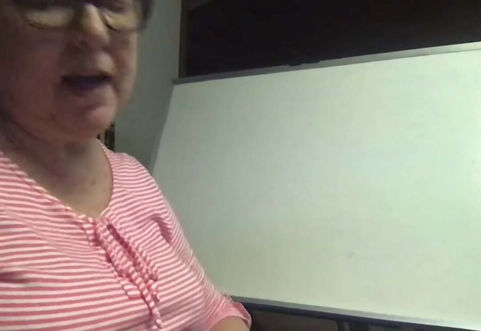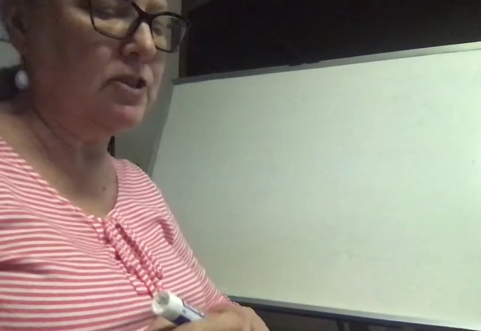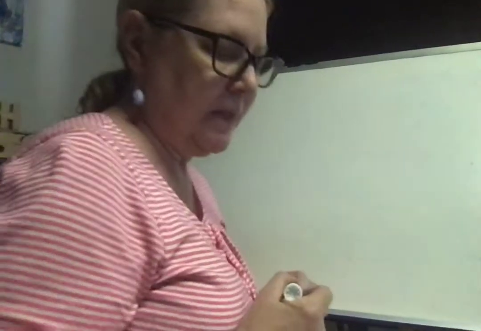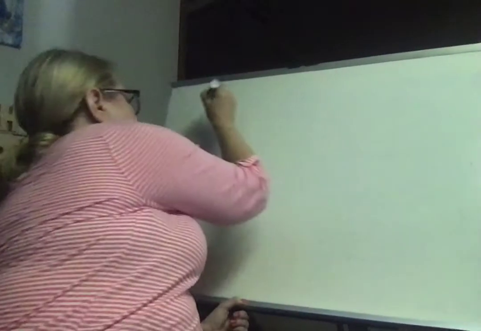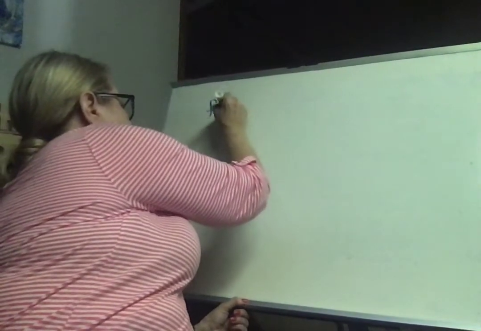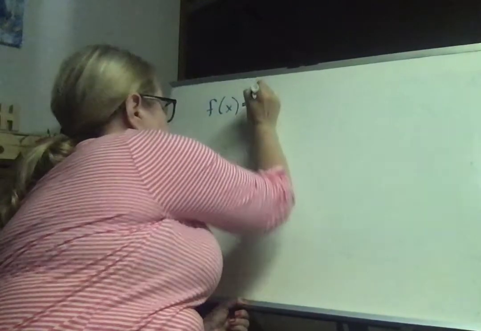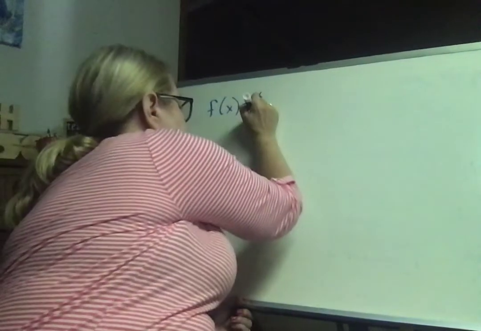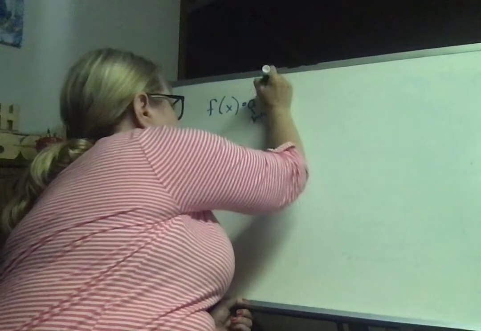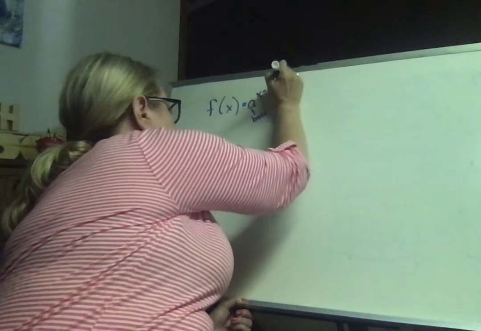Okay, this section is 5.1. It's about exponential functions and the number e. It will start with f of x or y equals a to the x. A is referred to as the base, x as the exponent.